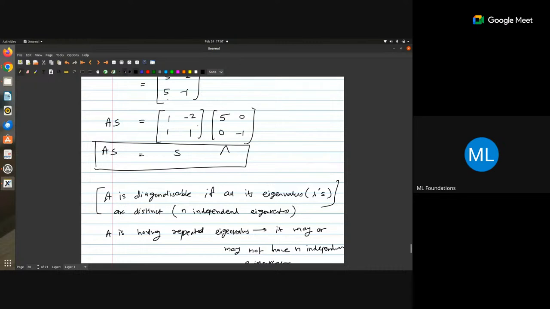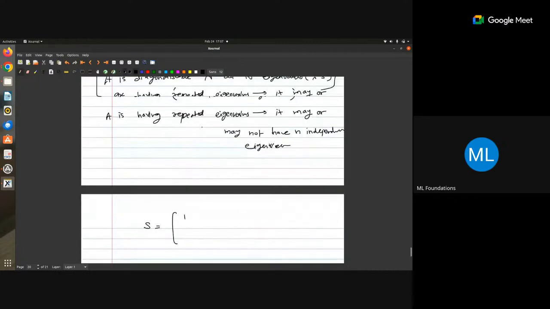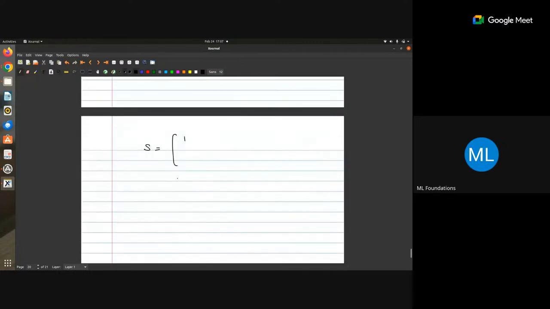Okay, what do you do generally to find the inverse of a 2 by 2 matrix? 1, 1, -2. I'll tell you the same thing. Okay, S inverse. What is the trick for you? First of all, find the determinant, right? So the determinant is 1 - 2 + 3, that's 1 by 3. Then what do you do?